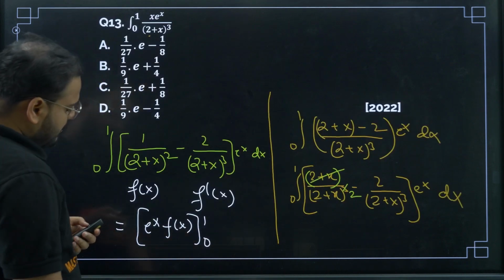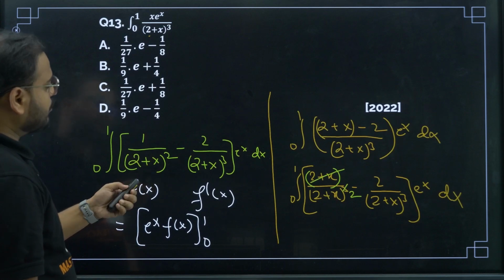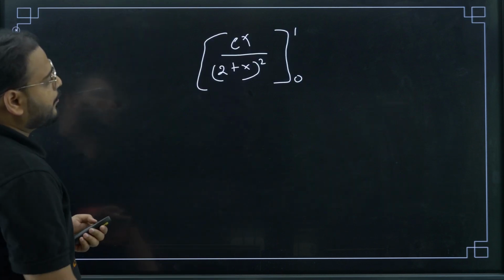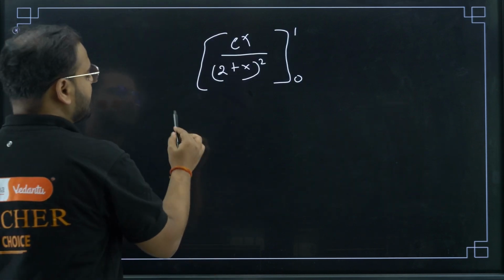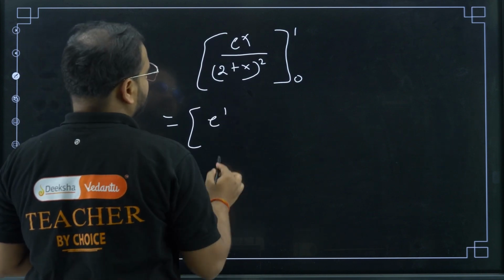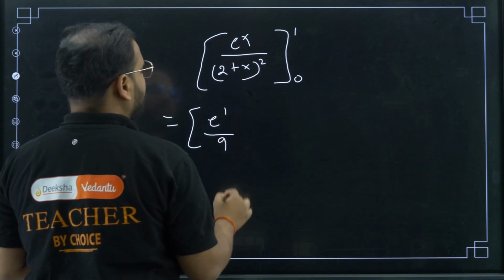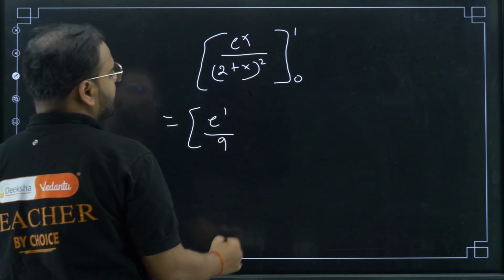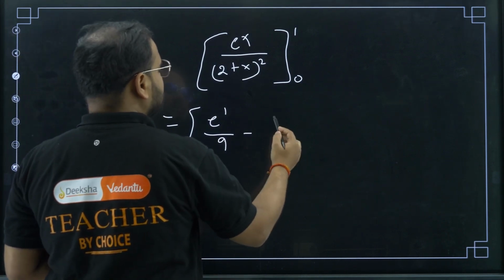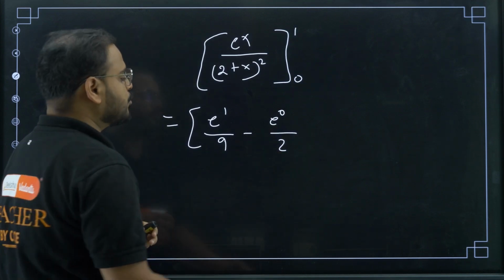I'll rewrite this, please check. e power x, f(x) is 1 upon (2 plus x) the whole square, with limits 0 to 1. Now please put the value of the upper limit 1 first. I'll get e power 1 upon (2 plus 1) squared. How much is that? 3 square is 9. So e power 1, which is simply e, over 9, and minus the lower limit, e power 0 upon 2 plus 0, which is 2 square.